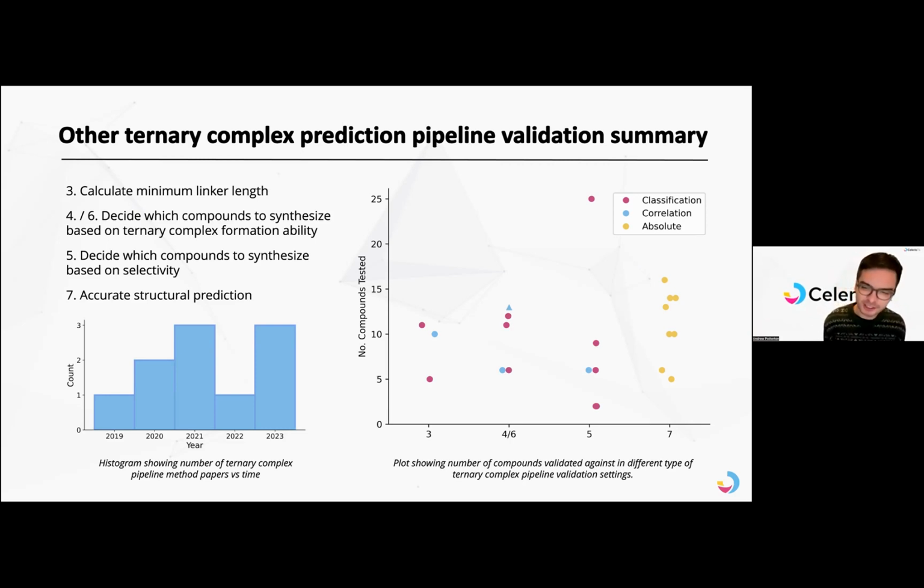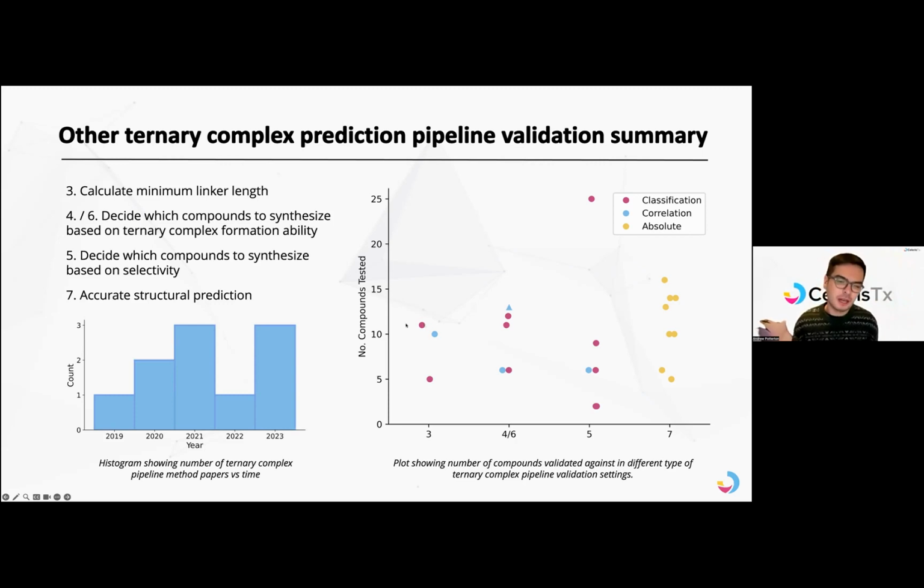So you can see the majority of pipeline methods predict only against number 7, which is accurate structural prediction. So they only look at whether they can predict the ternary complex structure. And then next is really the 4 to 6, which compounds synthesize. I should point out that triangle is the prospective use case. All the circles are retrospective, so publicly available data and retrospective analysis.